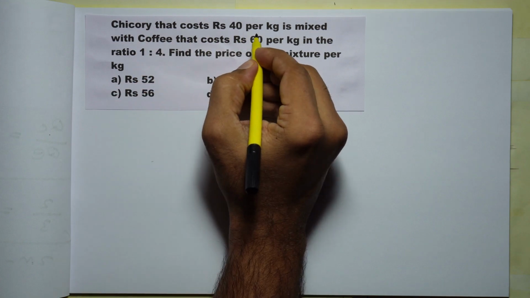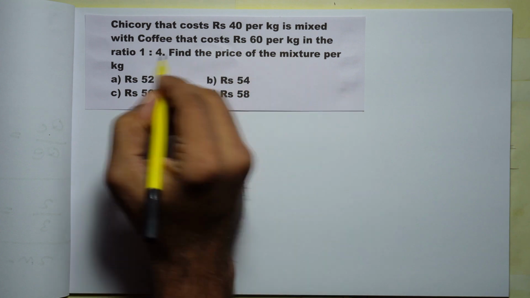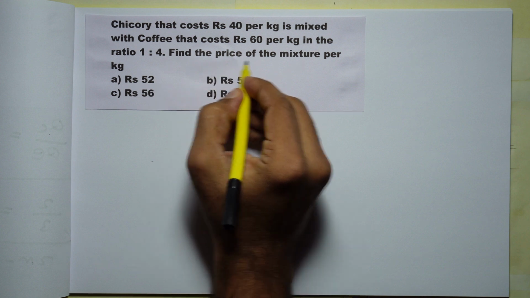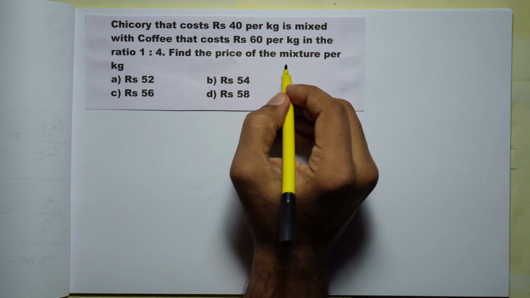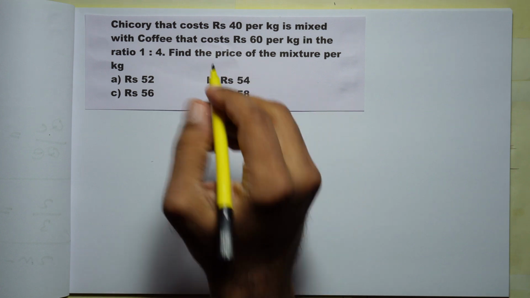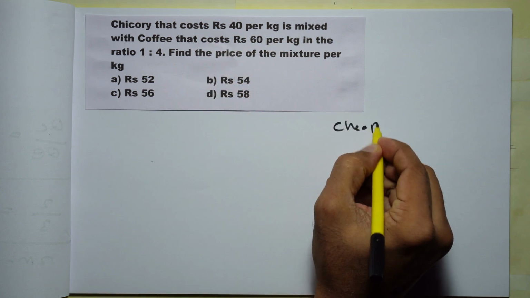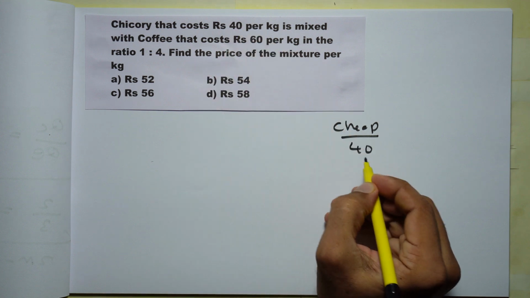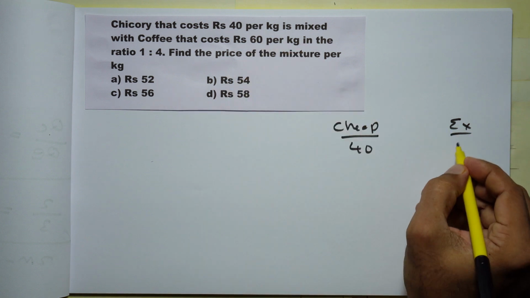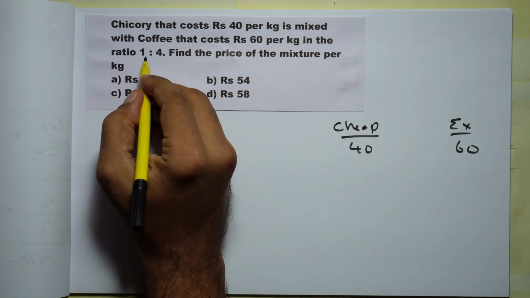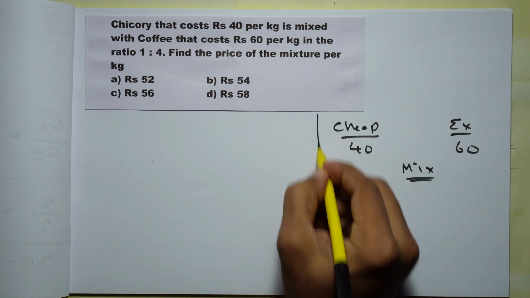Chicory that costs rupees 40 per kilogram is mixed with coffee that costs rupees 60 per kilogram in the ratio 1:4. Find the price of the mixture per kilogram. Now such questions can be done using the mixtures and alligations formula. So first we'll just represent all this data here. You have something that is very cheap, which costs rupees 40 per kilo, and something that is very expensive, which costs rupees 60 per kilo. They are mixed in the ratio 1:4. Then what will be the mean price or the mixture price?